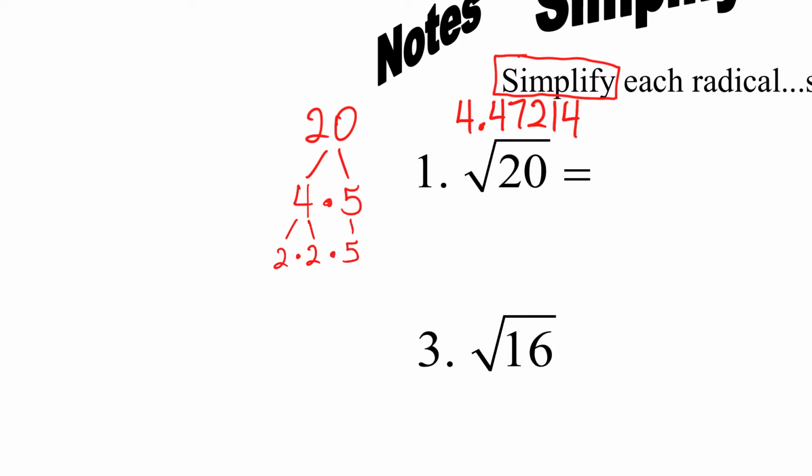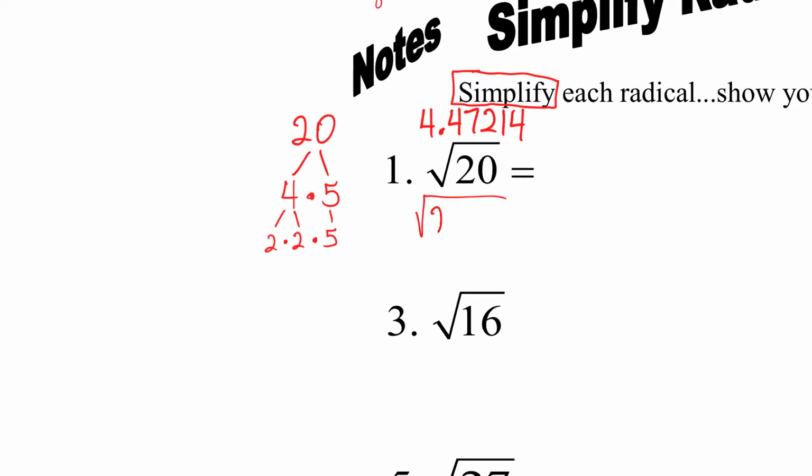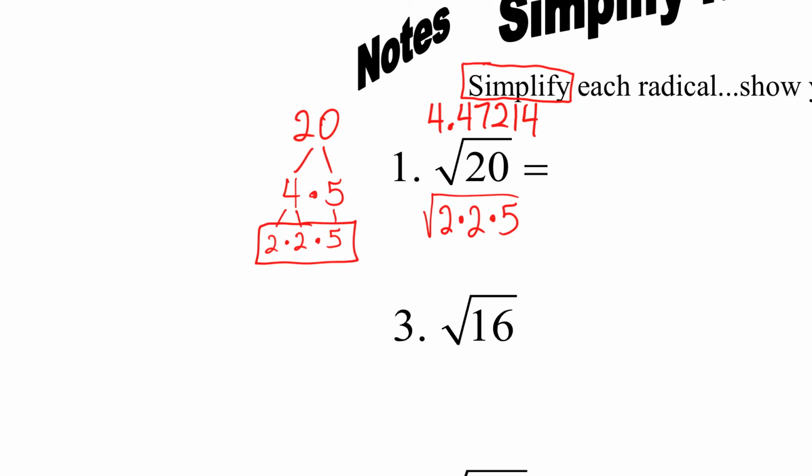Now, can I break down any of those numbers at the bottom? No. I can't break down a 2. I can't break down a 5. So what I'm going to do now is go back over here, and I'm going to put those 3 numbers underneath this square root symbol or this radical. I'm just taking those three and putting them back over here. So what I'm going to do now is look for pairs.